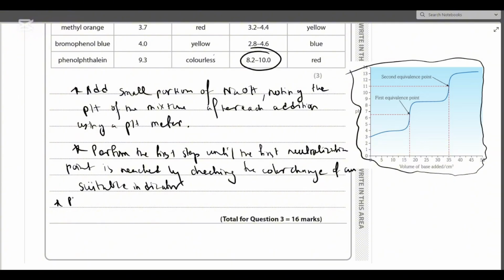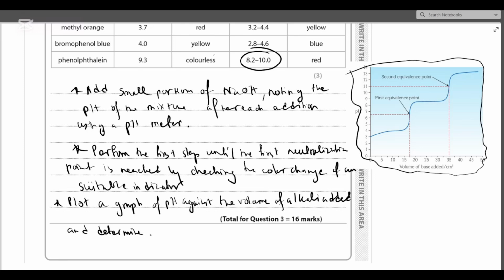And the last thing that you're going to do is plot a graph of pH against the volume of alkali added, and you can then determine the half neutralization point.